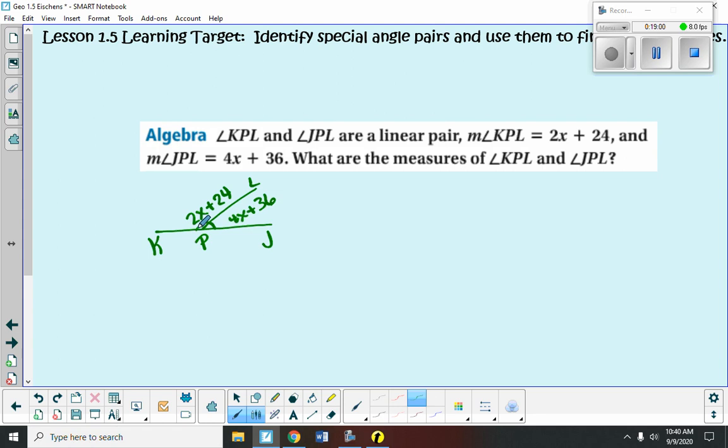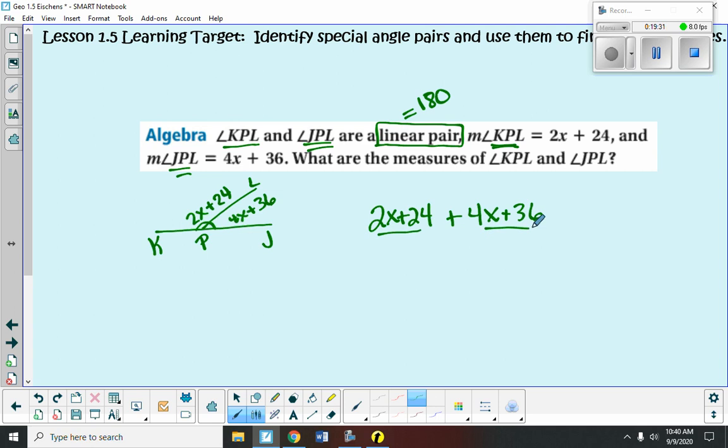So in that case, that was a little bit confusing to draw, and I really didn't even need to because it says KPL, which is this one, JPL, which is this one. It tells us what those are. If they're a linear pair, that means they add up to 180. So then we can just make an equation. KPL is 2x plus 24. The measure of angle JPL is 4x plus 36. So we're going to add the two angles together. It will equal 180. So let's solve this.